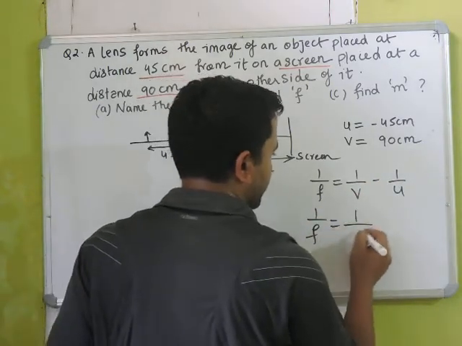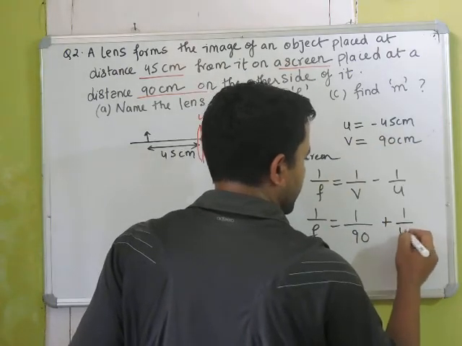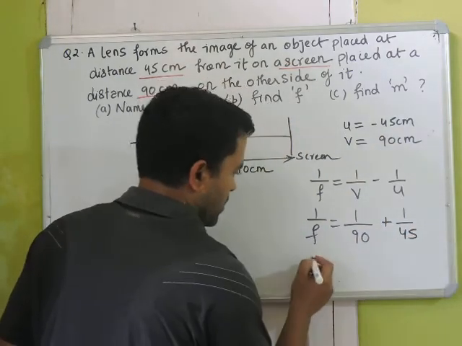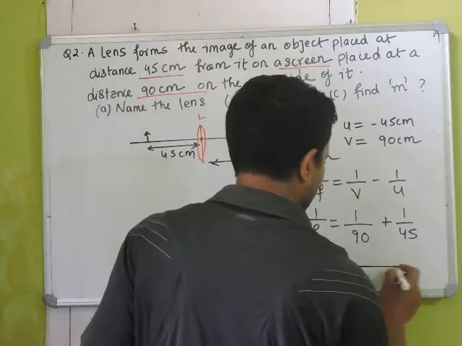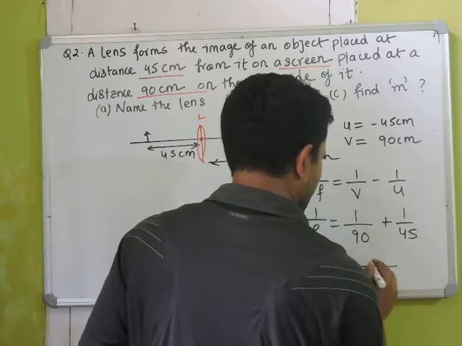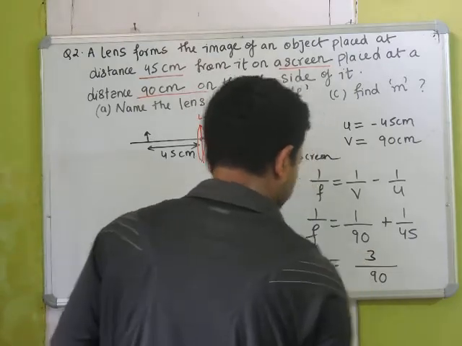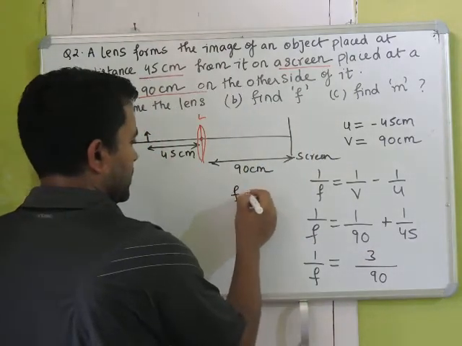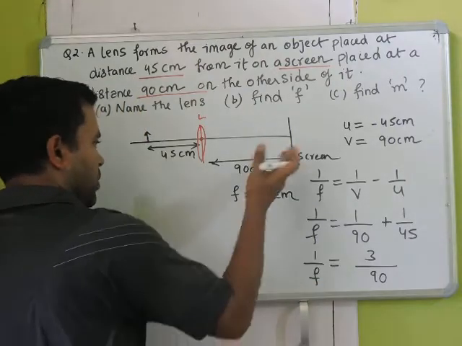If I use the lens formula, 1 by f equals 1 by v minus 1 by u, this will become positive, so 1 by f is going to be 1 by 90 plus 1 by 45, which is 3 by 90. So f will be 30 centimeter, and positive.